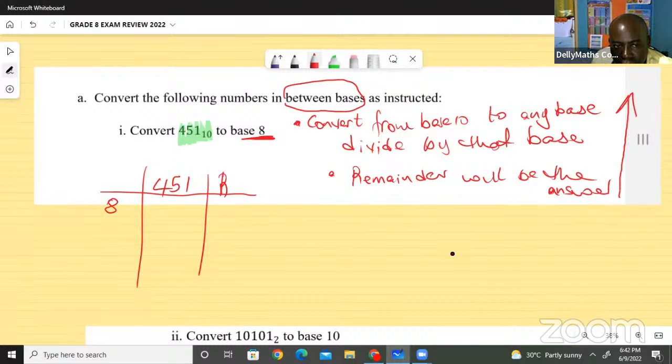Now, 8 into the 45. Take our time and work it. 8 into the 45 is going to give us 5, because 8 fives are 40, so there's a little 5 that you're going to have to put beside this. Now, 8 into 51 is going to give you 6 times.